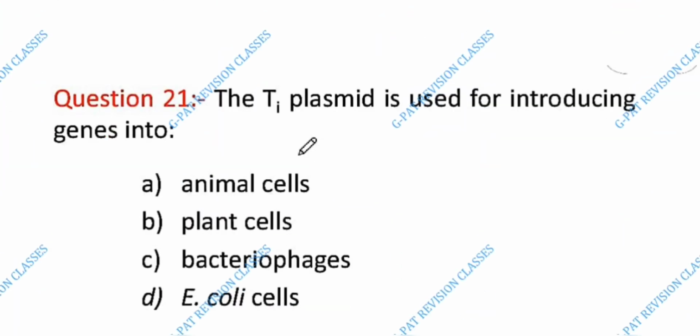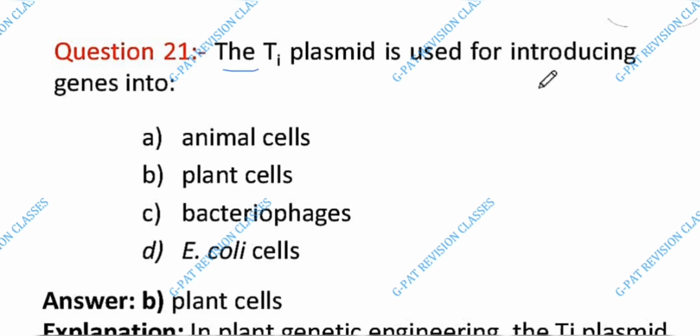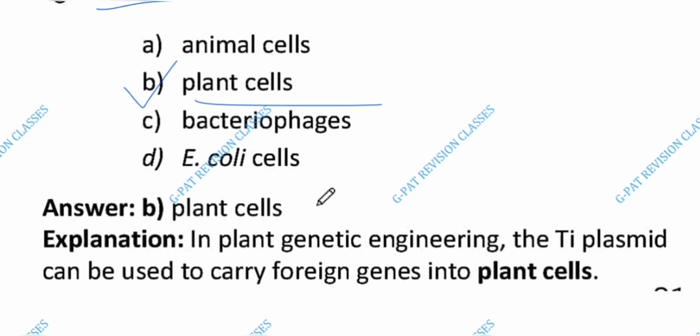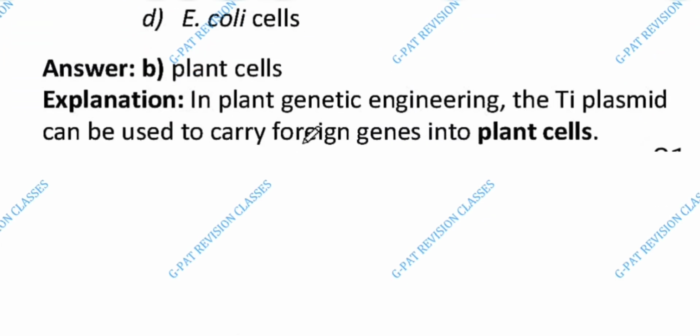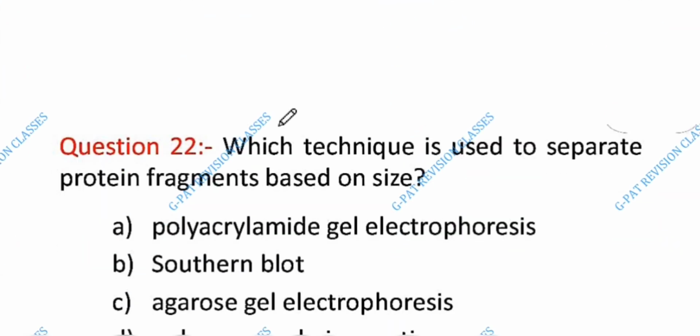Next is question number 21. The Ti plasmid is used for introducing genes into? The answer is B, plant cell. Explanation is: in plant genetic engineering, the Ti plasmid can be used to carry foreign genes into plant cells. The answer is B.